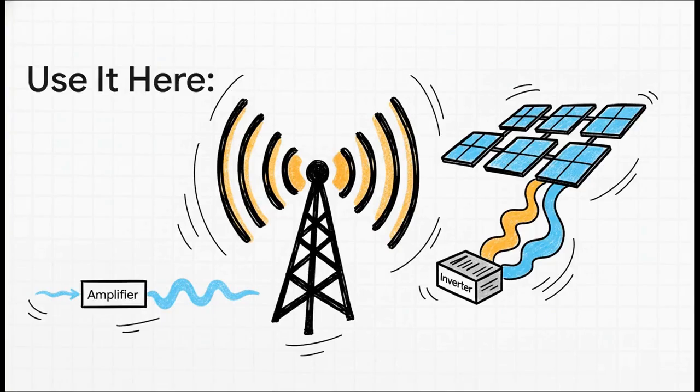You want to dump every last possible milliwatt of power into that antenna so you can broadcast as far as possible. Who cares if the transmitter gets a little warm? The goal is range. Same goes for a solar array. You have a fixed amount of sunlight, and you need to extract the absolute maximum power from those panels.